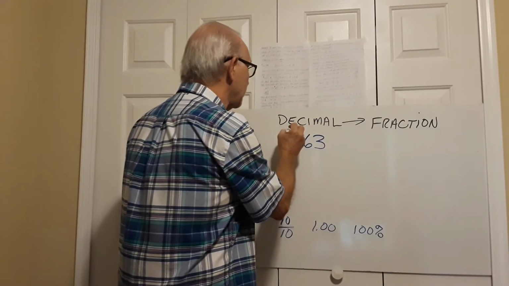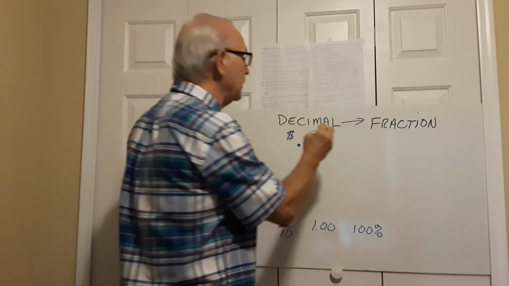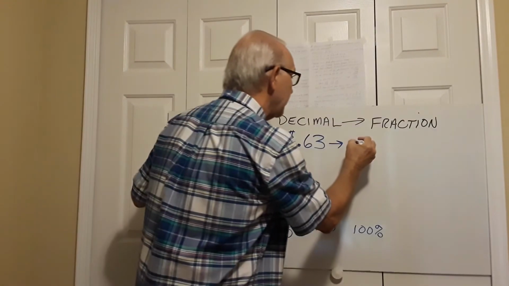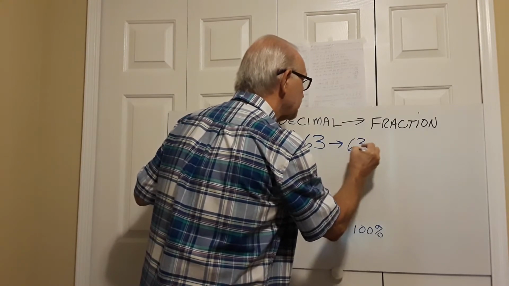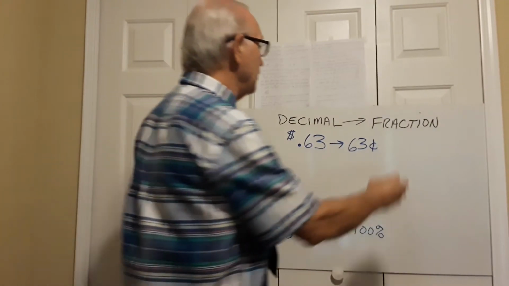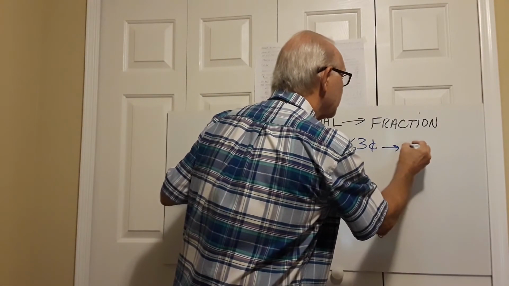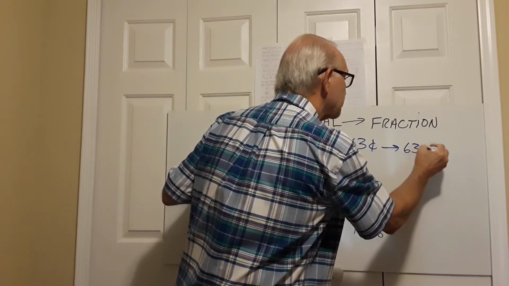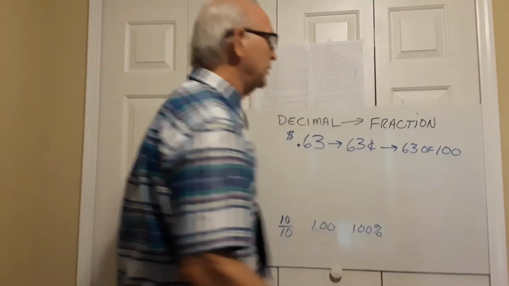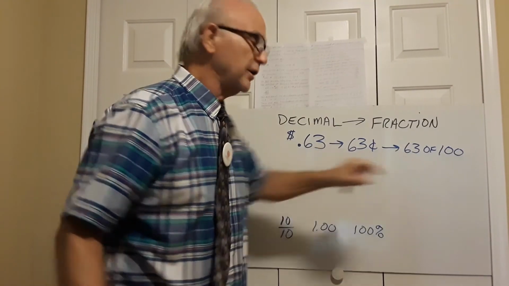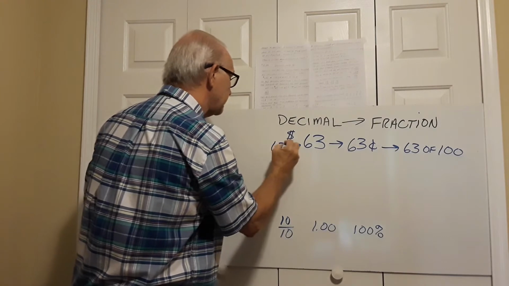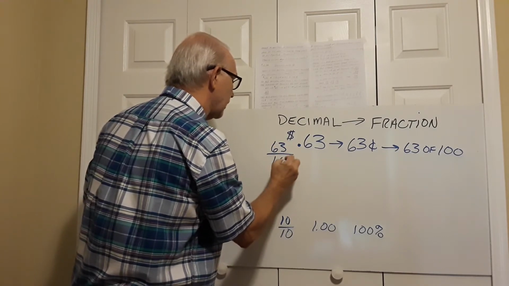Well, first of all, we know this is money. Now, I can get rid of the decimal point, and I can do it this way. 63 centavos, all right? 63 cents that way. So what does that mean? That means 63 cents of the 100 that make $1. 63 of 100. And so that can be written over here, 63 over 100.